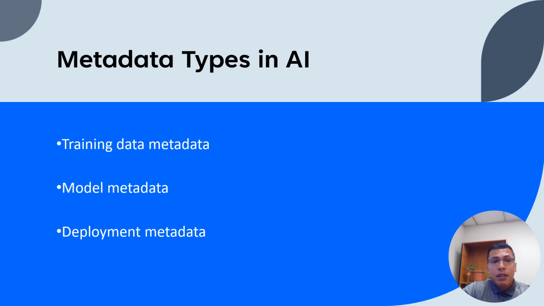Deployment metadata. Deployment metadata relates to the operational aspect of AI systems, such as API endpoints, versions, monitoring metrics, and user feedback. This metadata helps AI practitioners manage, monitor, and optimize deployed AI solutions, ensuring their reliability, scalability, and performance in real-world scenarios. Understanding and managing these different types of metadata is critical, or crucial, I should say, for the successful development, deployment, and maintenance of AI systems.